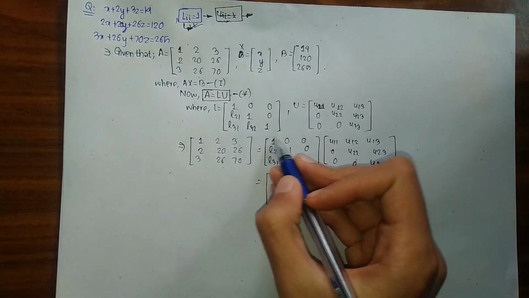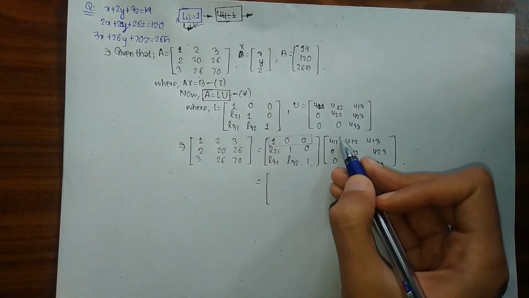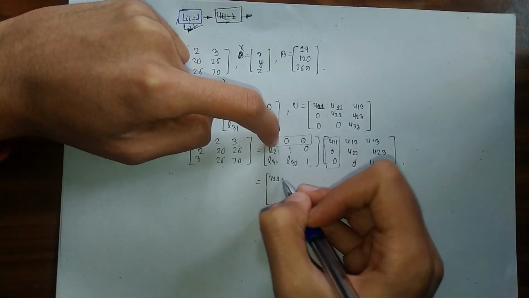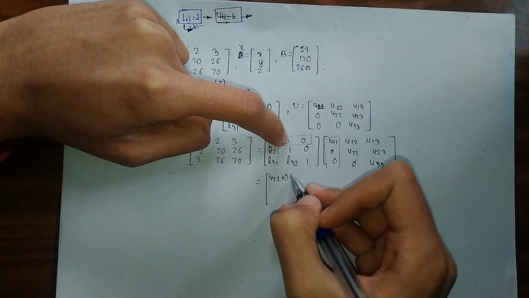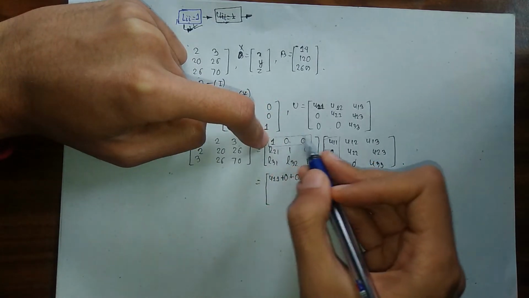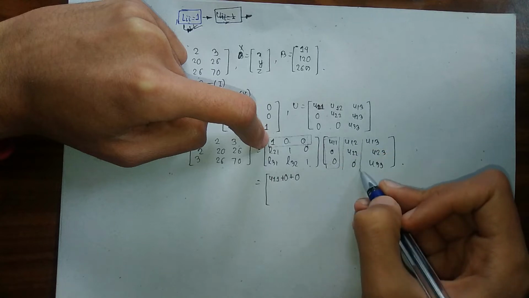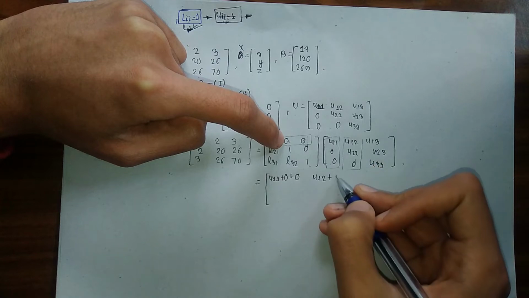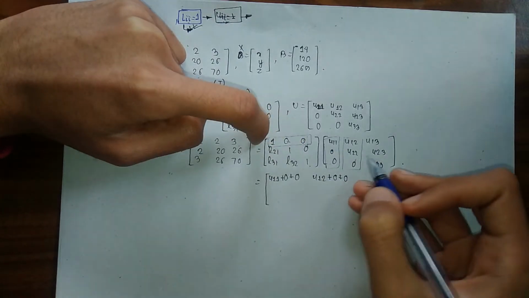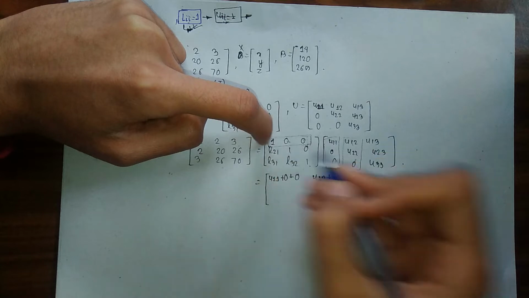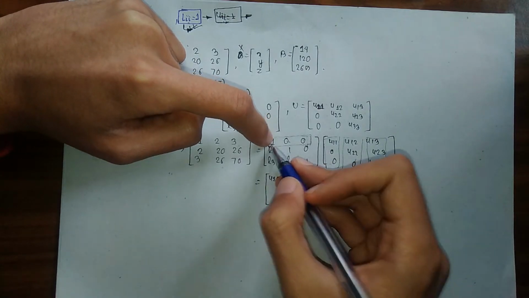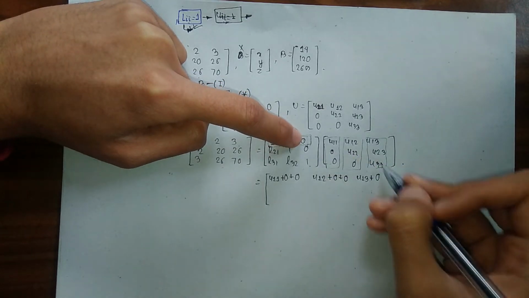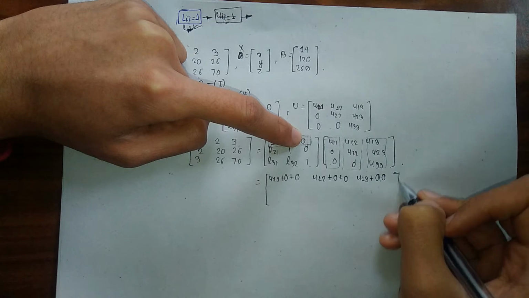On doing this, we need to multiply our first row with the first column. So 1 times U11 is U11, plus 0 times 0 is 0, plus 0 times 0 is 0. Now we multiply the first row and the second column, and we get 1 times U12 is U12, plus 0 times U22 is 0, plus 0 times 0 is 0. Now again, multiply the first row and third column: 1 times U13, plus 0 times U23 is 0, plus 0 times U33 is 0.